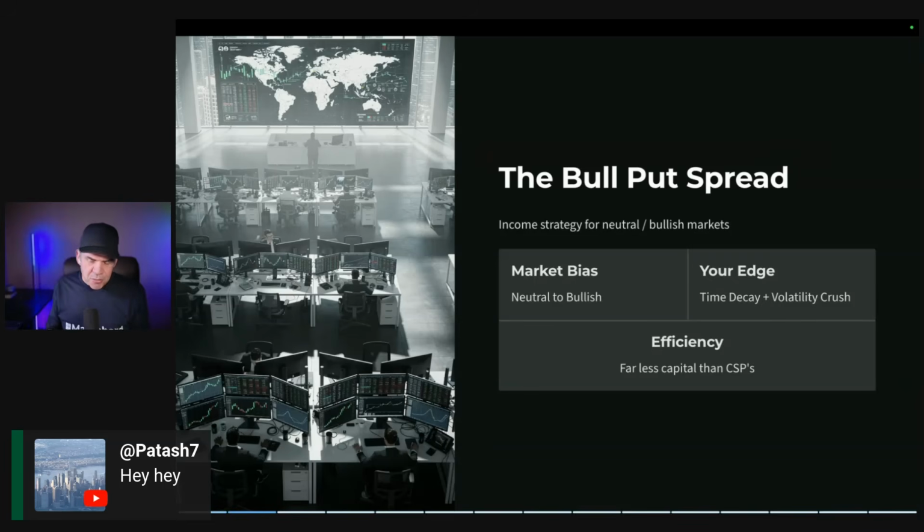Your edge with a put credit spread is that you're looking for time decay. You want to be positioned just a little bit lower than the market price. And then we can have some time decay, or we can have some volatility crush as well. The thing that's very attractive about a put credit spread is it's capital efficient. With much less capital than you would have with a cash secured put, you can use far less capital than you would have to have for a cash secured put.